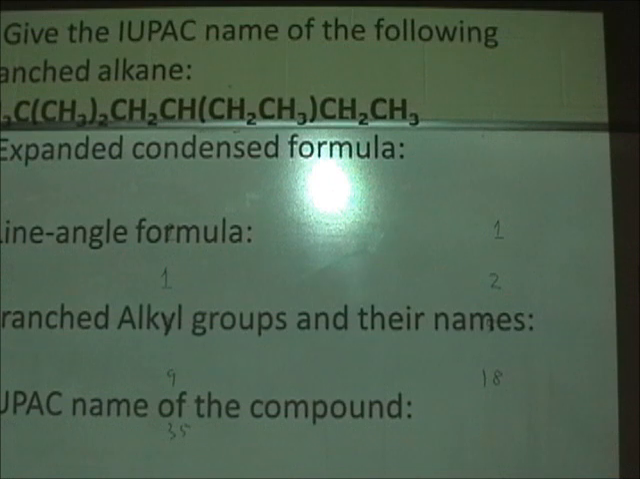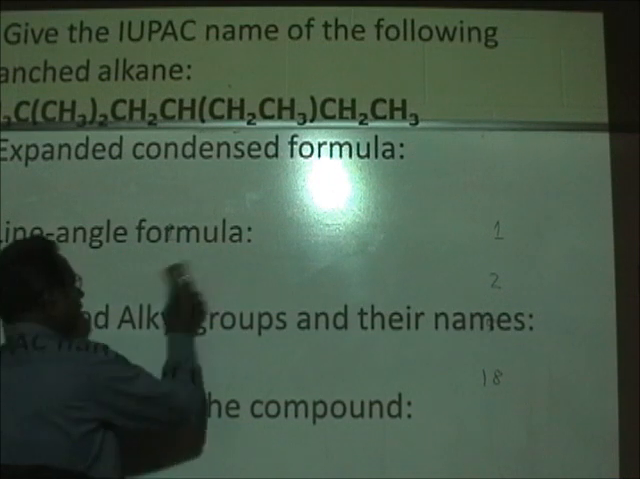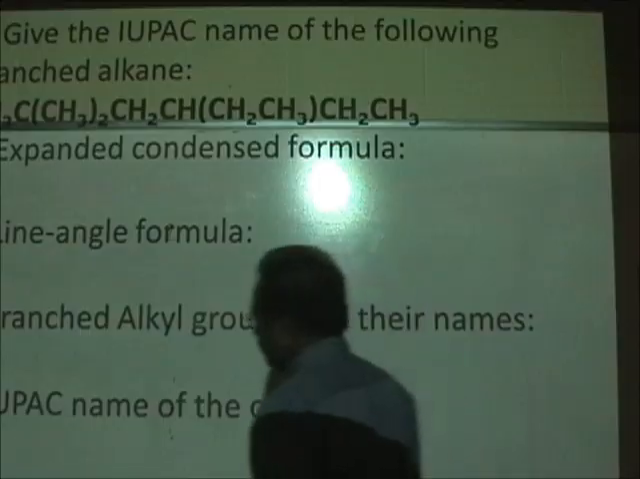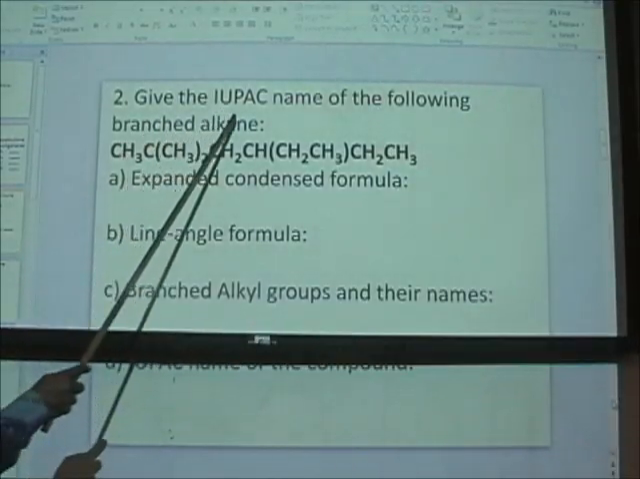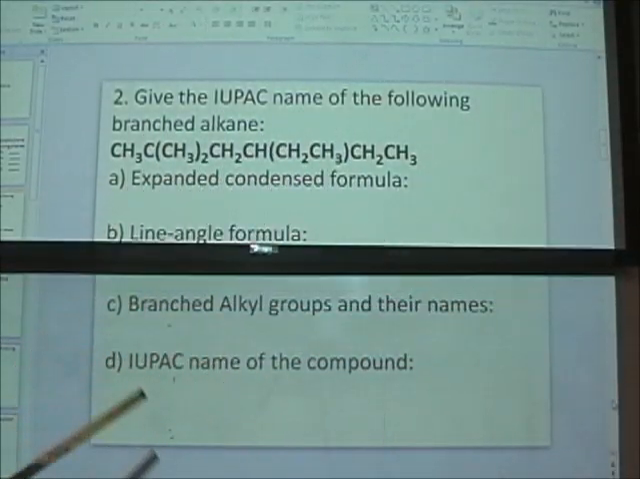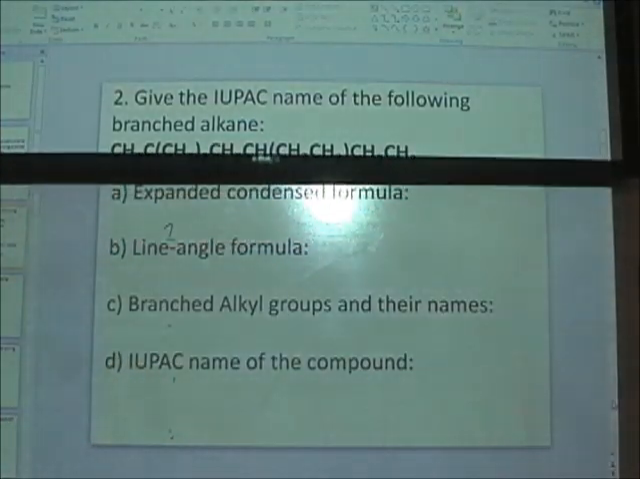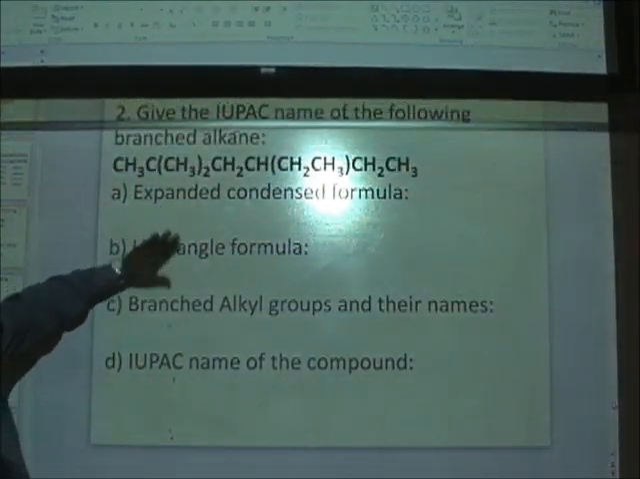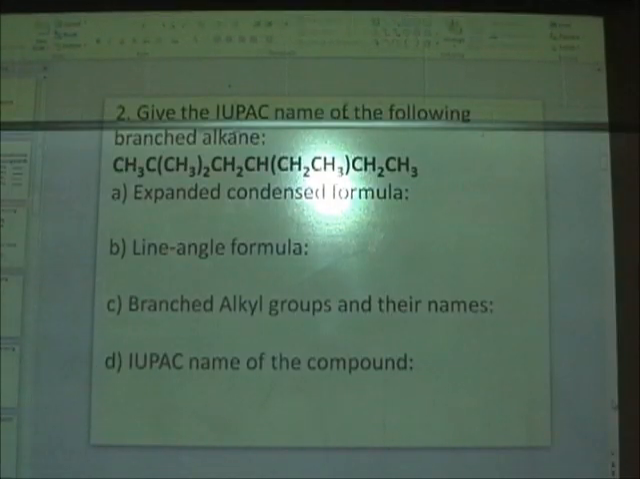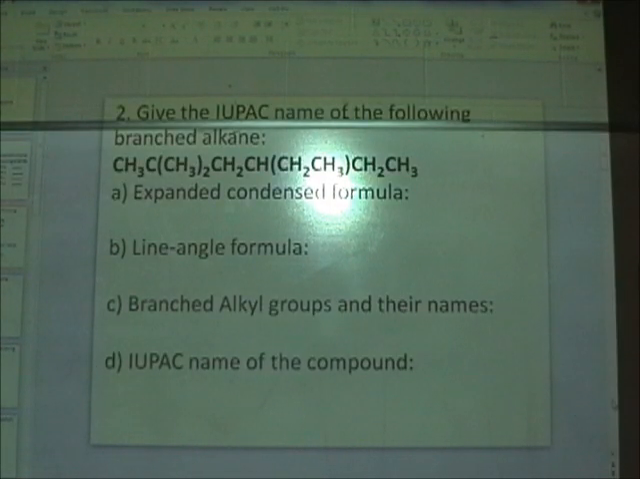All right, I'm going to do the second question on group homework 2. Now the question is, give the IUPAC name of the following branched alkane. Now the condensed formula is given, right? Branched alkane. First you have to get the expanded formula. What is the expanded condensed formula? It is like this.